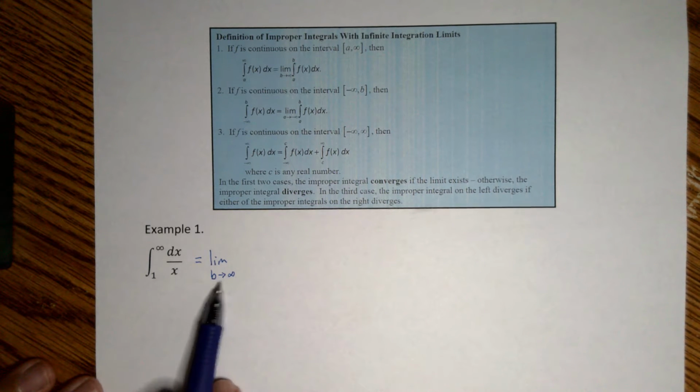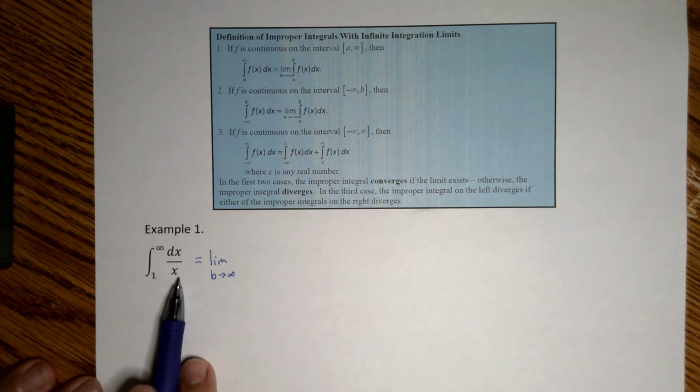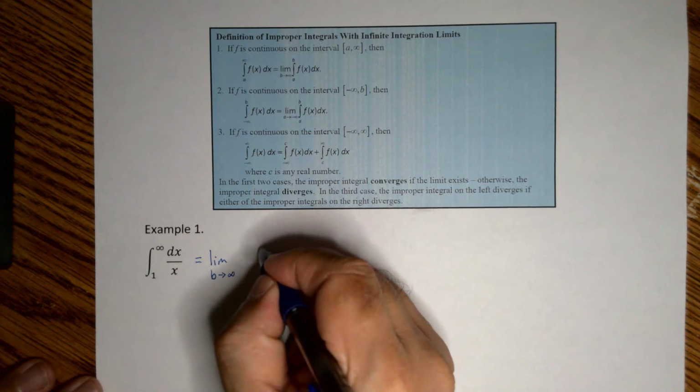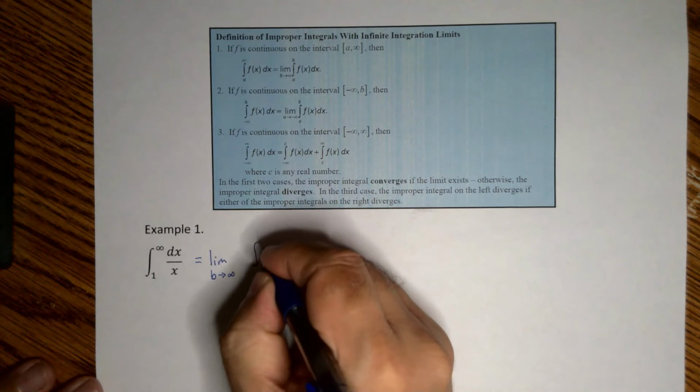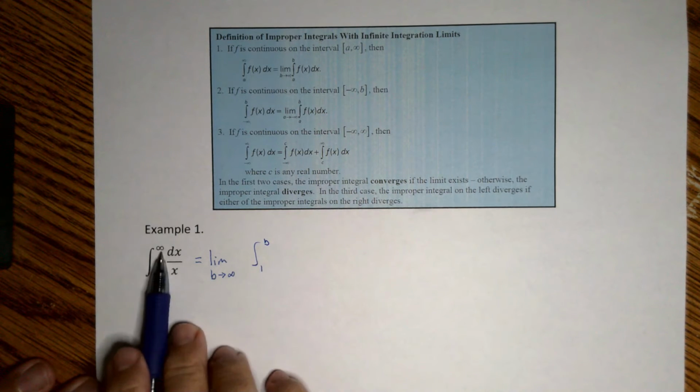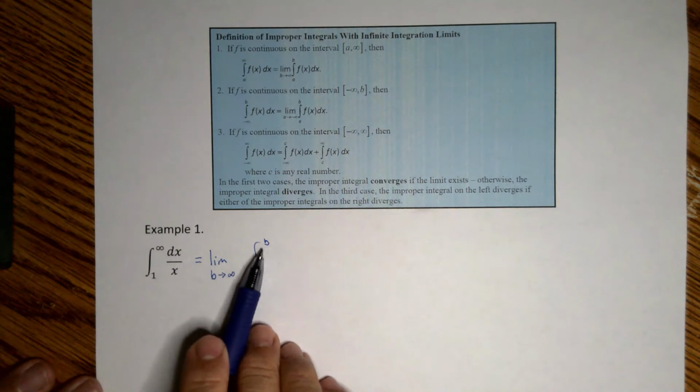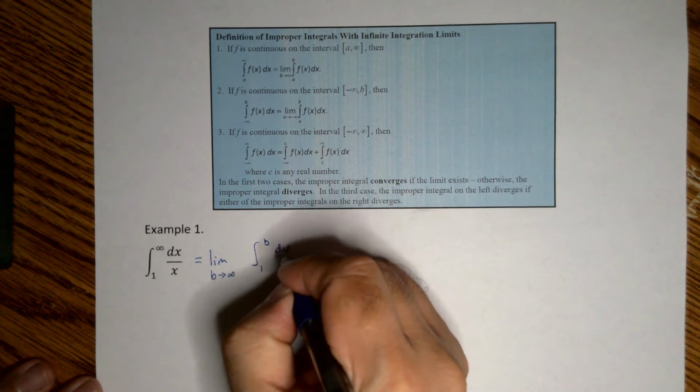So, limit as b goes to infinity, I have, and I rewrite it as 1 to b. So instead of infinity, I have a regular number, per se. dx over x.